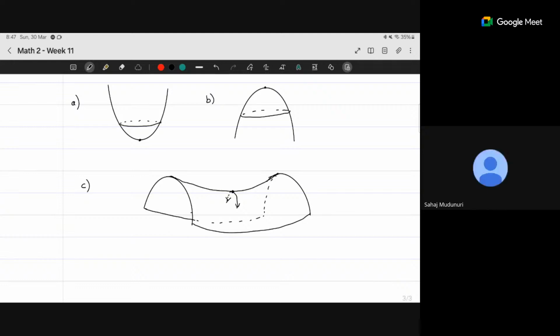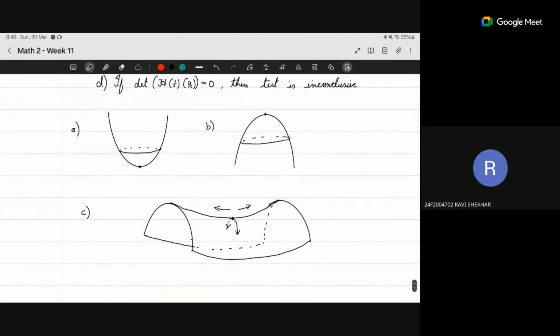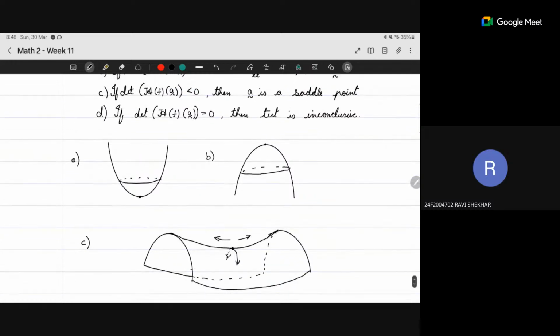Yes, sir, yes, got it. But if you travel in this direction, the function value is increasing. Yes, sir. So there are directions in which the function is increasing and directions in which it is decreasing. Such points are called saddle points, and as rightly pointed out, it is because it looks like a horse saddle. But for minima and maxima, you will not get things like that. With respect to every direction, you will have either increasing in case of minima or decreasing in case of maxima.